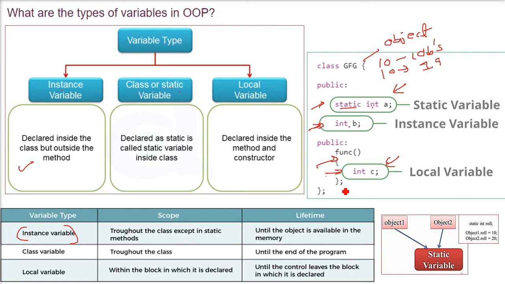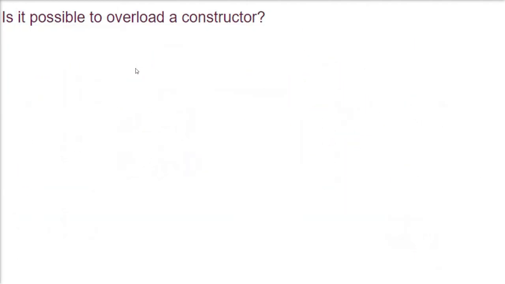Okay. The local variable lives until the control leaves the block in which it is declared. And what is the scope? Within the block in which it is declared. Within this function func, it will be there. Lifetime: just go out of the braces, and it will go.